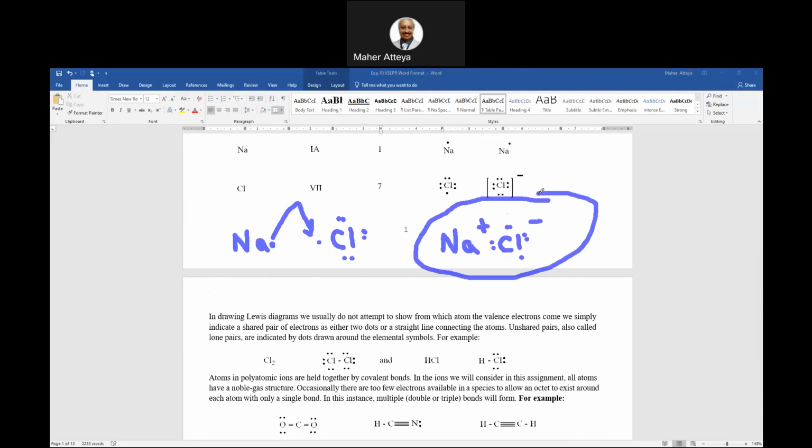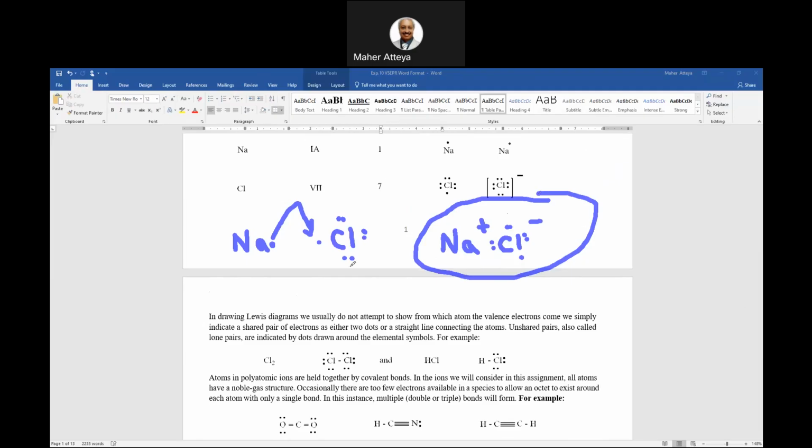So whenever I have an ionic compound, I have a metal giving away its valence electrons, and then the non-metal taking in these valence electrons. This is the Lewis dot structure, the correct one. Not the covalent bond. The covalent bond will not have plus or minus.